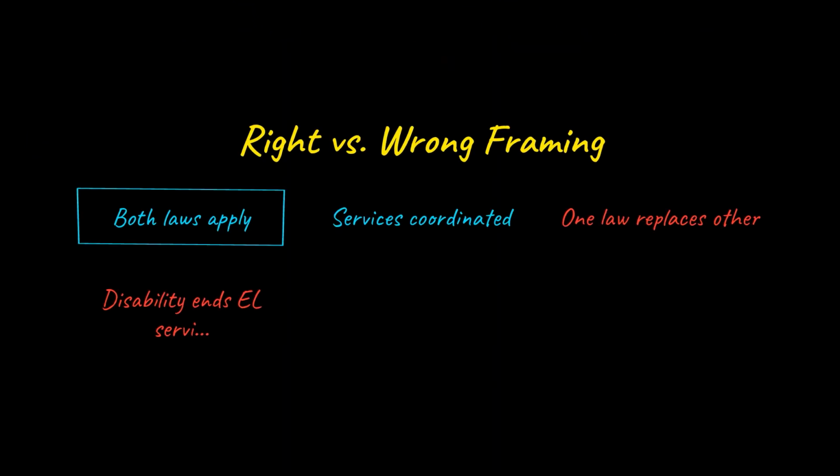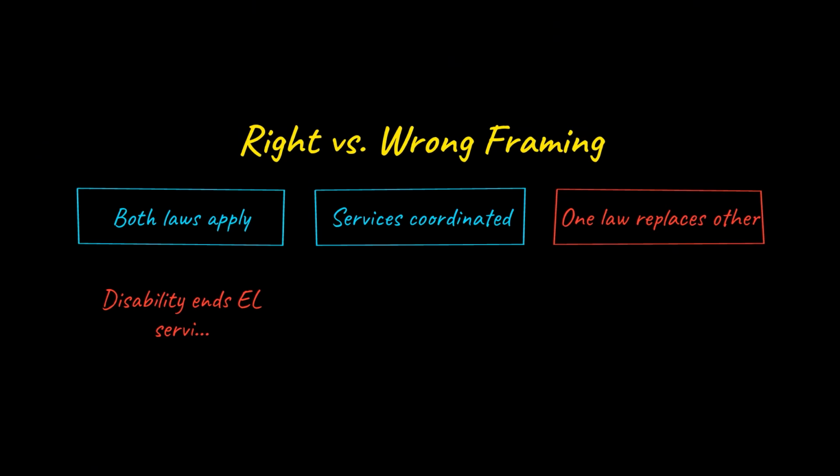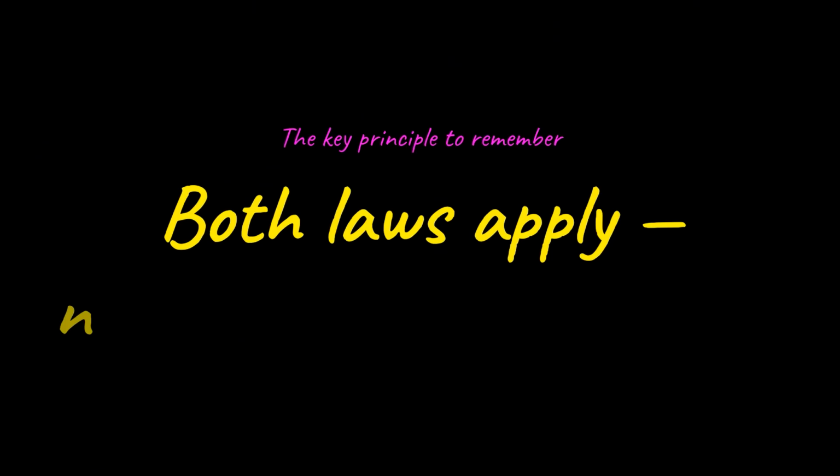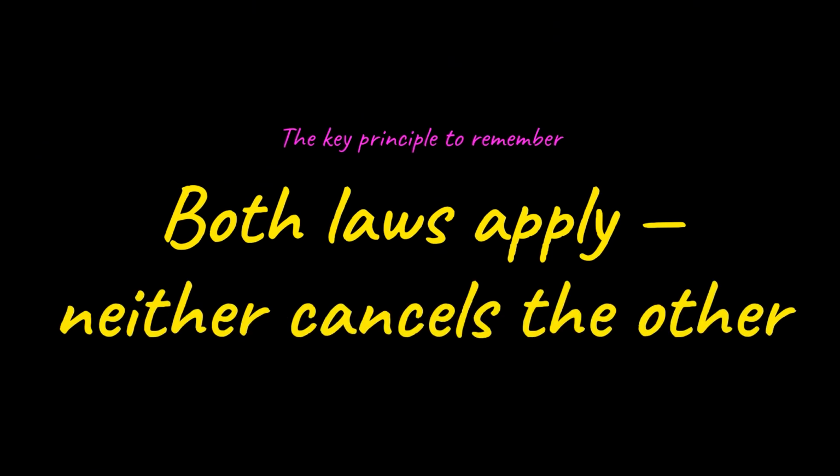The most common exam mistake is assuming that identifying a disability cancels a student's eligibility for English Learner services. That is explicitly wrong. A disability does not erase a language acquisition need, and a language need does not erase a disability. Coordinated services under both laws is always the correct standard. When you see an exam scenario describing an English learner with a disability, the answer will always recognize that both Title III and IDEA apply simultaneously, and that the school's responsibility is to coordinate services across both frameworks.